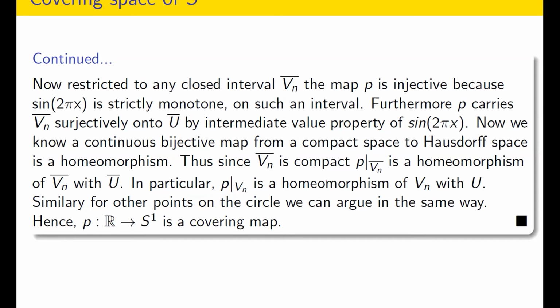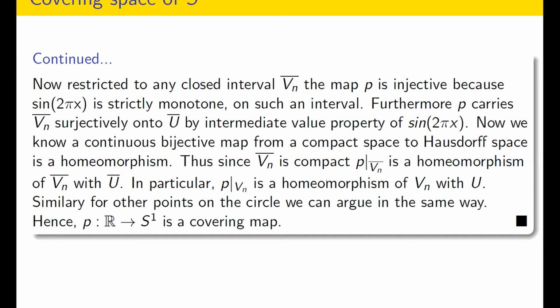So if we remove both points from Vn bar and U bar, we'll get Vn and U, and it will be a homeomorphism. Or you can use that if you restrict P to Vn, it will be a homeomorphism onto its image. That also you can use. Or by just observing the endpoints of Vn bar are mapping to endpoints of U bar, if we remove the endpoints, still it will be a homeomorphism. So we got P is a homeomorphism from Vn to U.